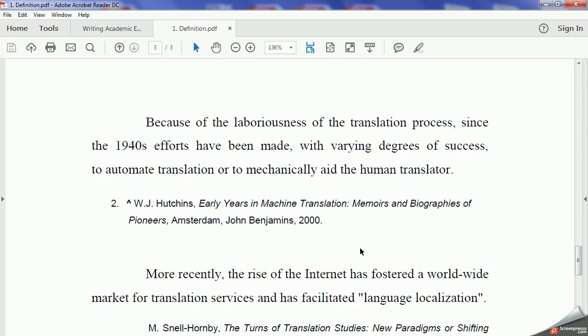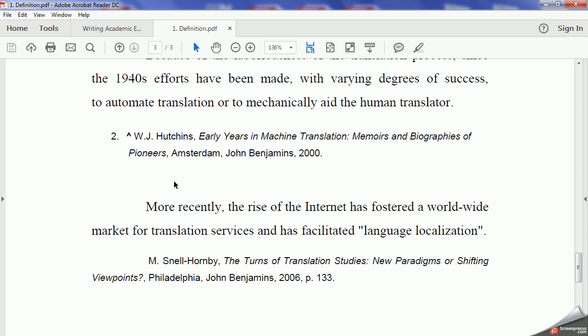Because of the laboriousness of the translation process, since the 1940s efforts have been made, with varying degrees of success, to automate translation or to mechanically aid the human translators. As we should see today, there are many applications, apps, or machine translations by computer or the internet. These efforts started in the 1940s, in this decade till now, and it is still a progressing process.